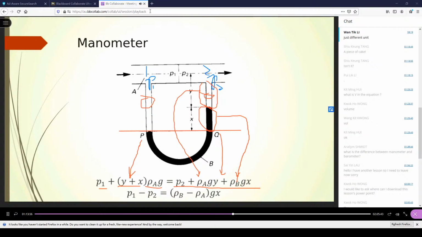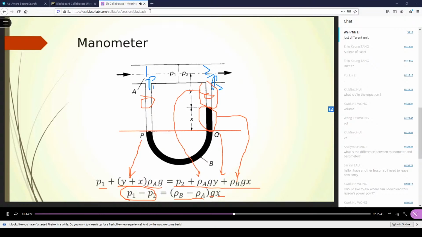So the pressure differential, the drop in pressure, is P1 minus P2. Usually P1 is higher than P2, right? P1 minus P2 equals the density change multiplied by G and multiplied by the height difference of the liquid inside the U tube, inside the manometer.